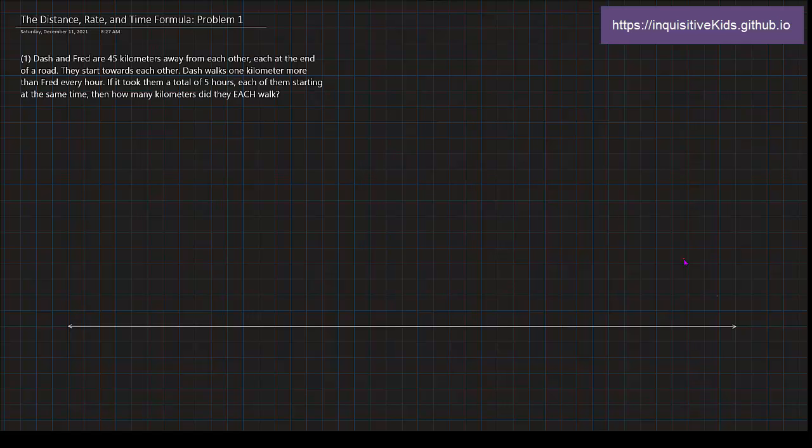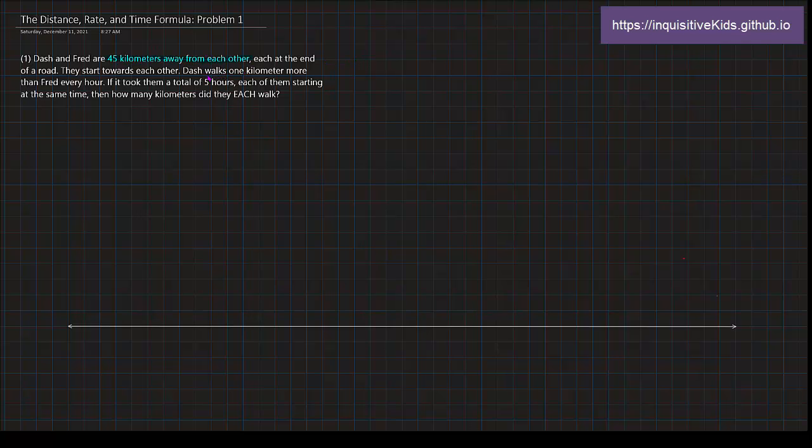So this is problem 1 in the distance, rate, and time formula series. Dash and Fred are 45 kilometers away from each other. So I'm going to highlight that. 45 kilometers away from each other, each at the end of a road. They start towards each other.